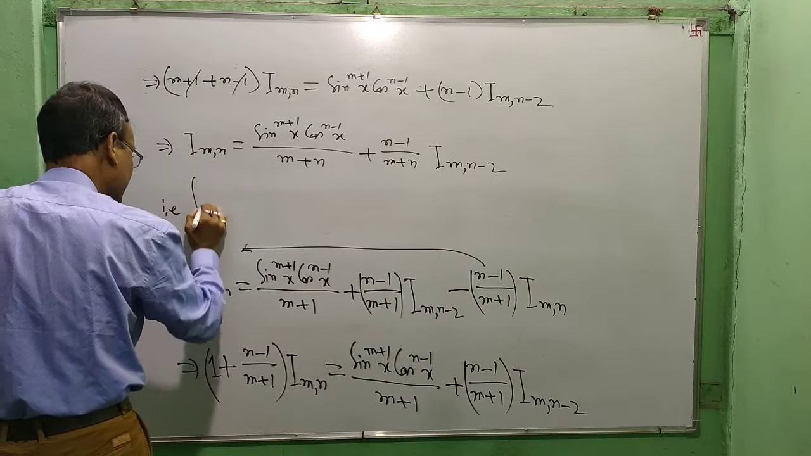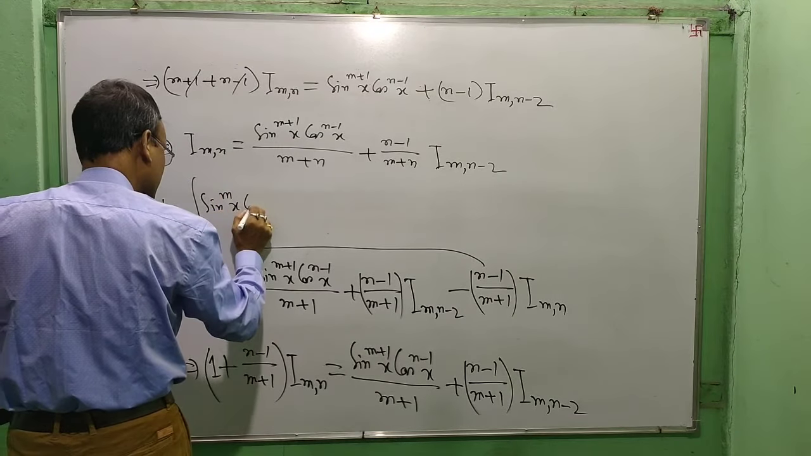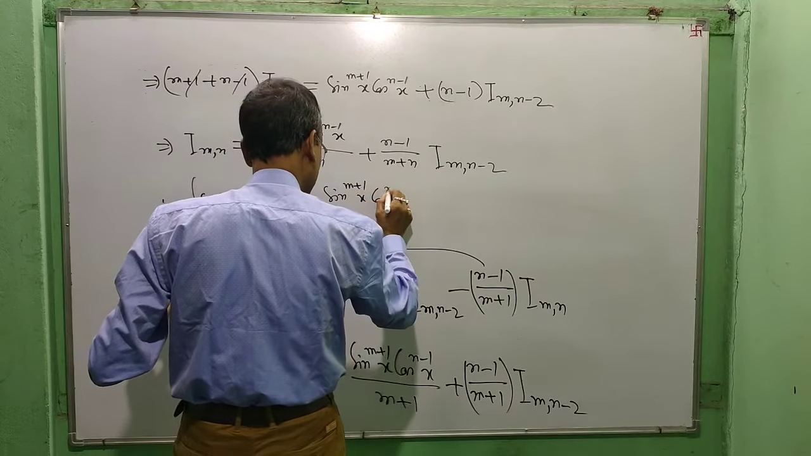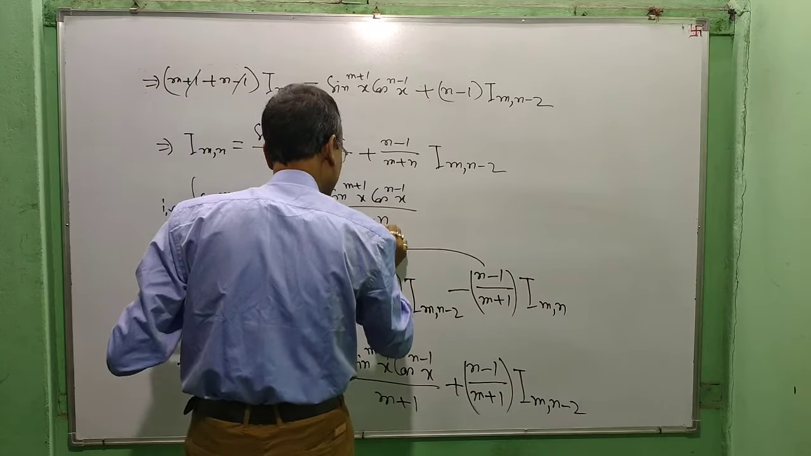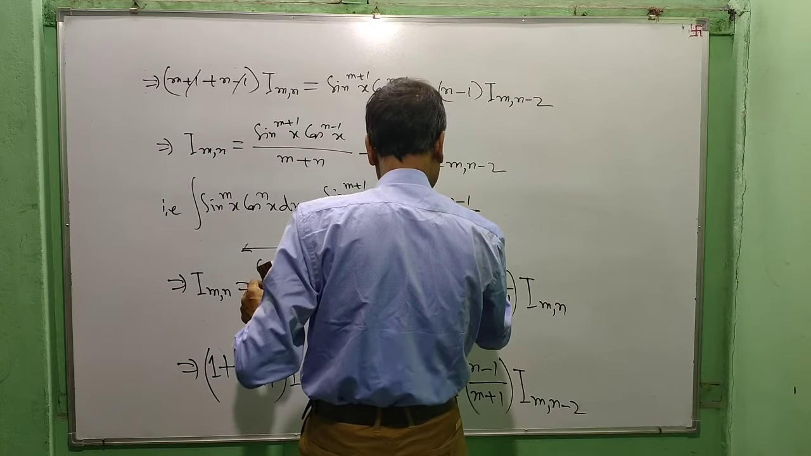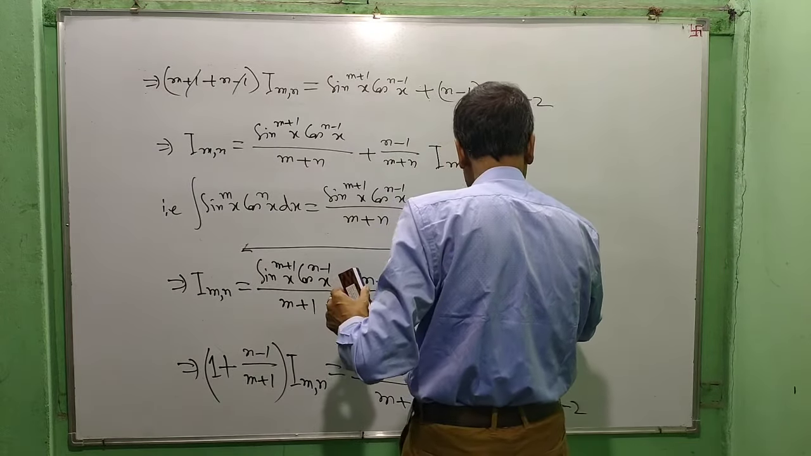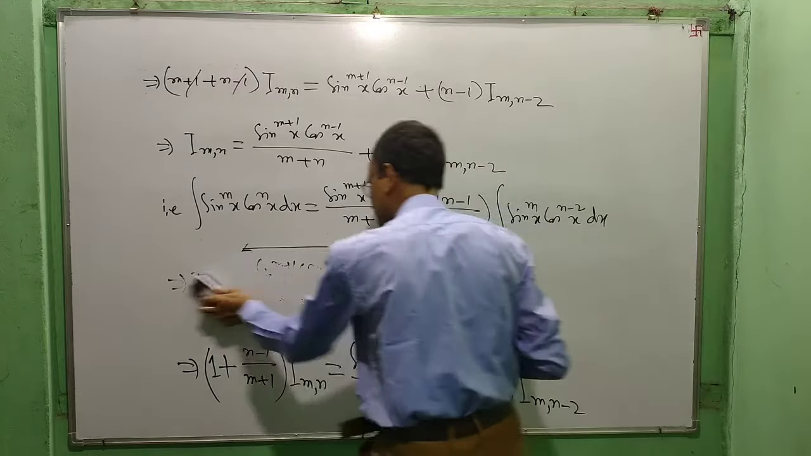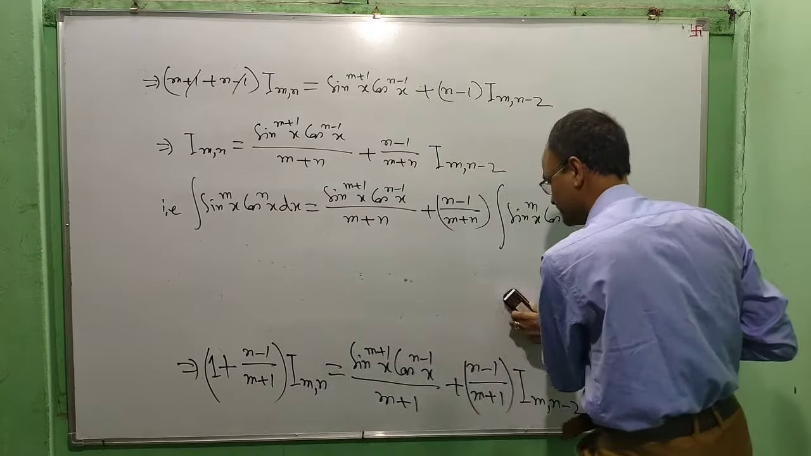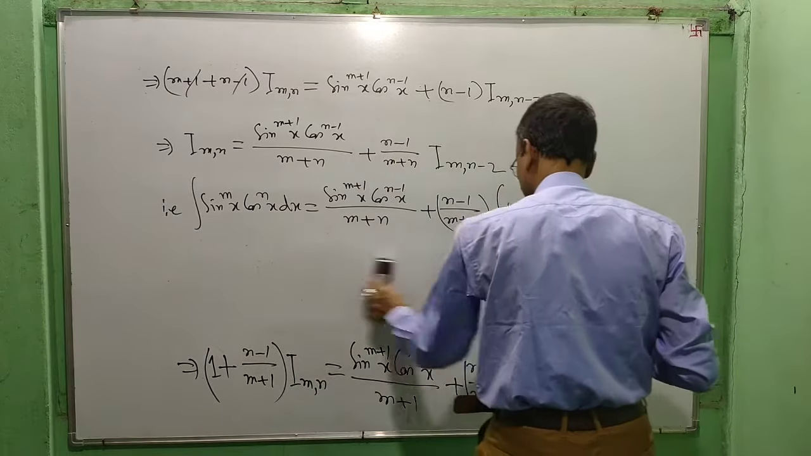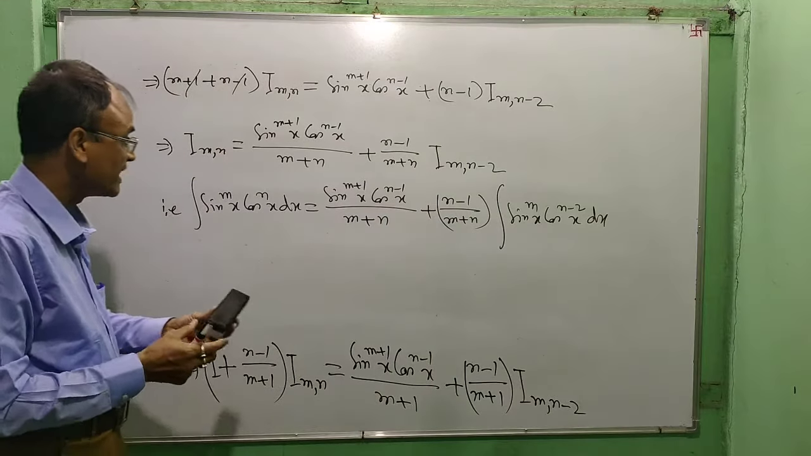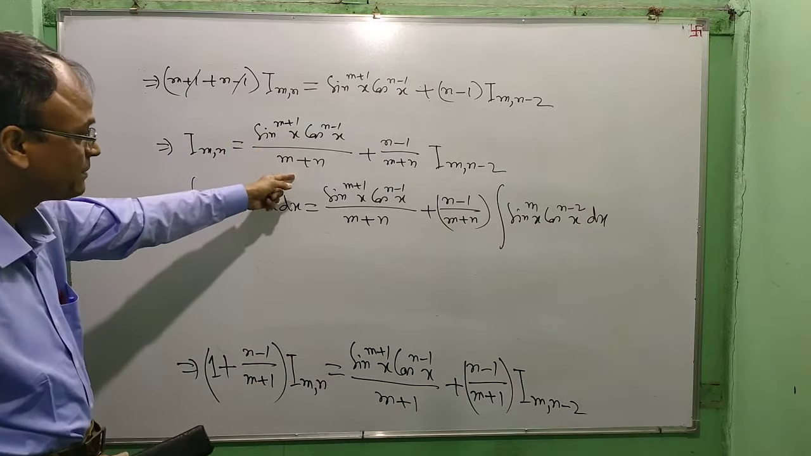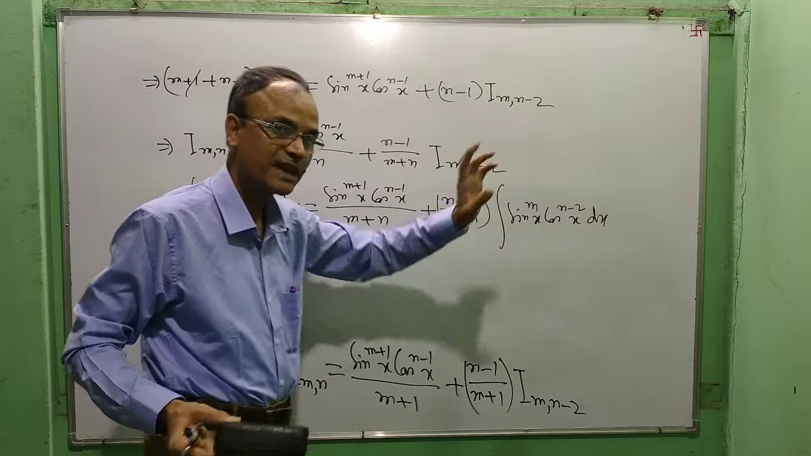That is, what is I m n? Integration sin to the power m x cos to the power n x dx is equal to sin to the power m plus 1 x cos to the power n minus 1 x divided by m plus n plus n minus 1 by m plus n into integration sin to the power m x cos to the power n minus 2 x dx, which is the required reduction formula. If I m n stands for integration sin to the power m x cos to the power n x, then I m n equal to this divided by m plus n plus n minus 1 by m plus n I m n minus 2.